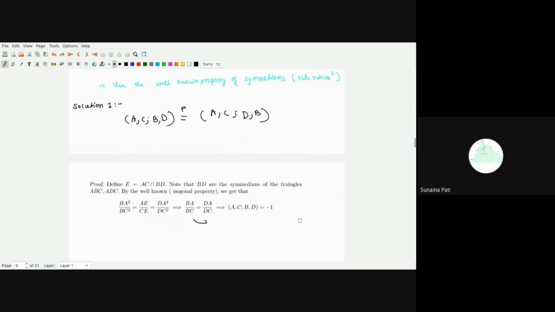This also gives you BA into DC is equal to DA into BC. This is the product of the opposite sides of the cyclic quadrilateral. Whenever a cyclic quadrilateral satisfies this property, it implies it's a harmonic quadrilateral. It's quite important. It's not that well known, but it's very, very important because it's used in a lot of problems. At least the problems I have done, many of them use this property.